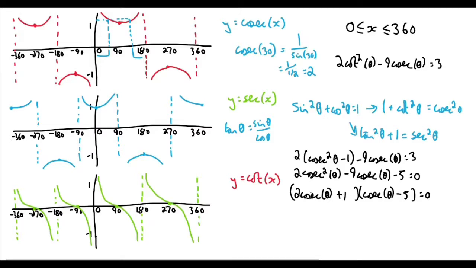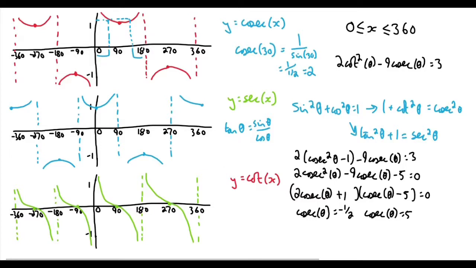So from here, because you have 2 things that times together to equal 0, one of them must be 0 in and of itself. So you either have 2 cosec theta plus 1 equals 0, well, that would leave us with cosec theta equals minus a half, or you have cosec theta minus 5 equals 0, in which case cosec theta equals 5. We're just looking at these though.